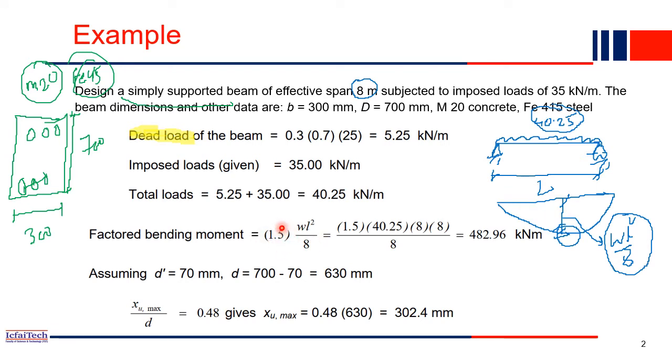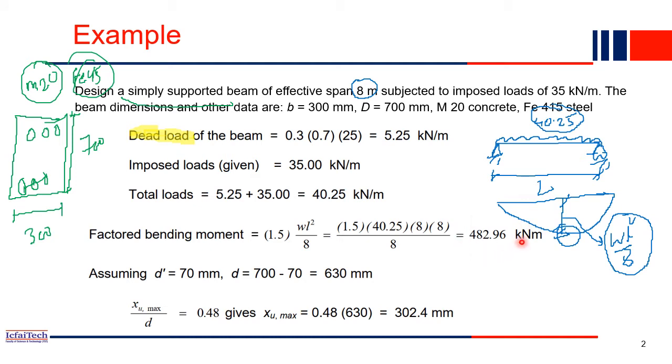What is 1.5? 1.5 is the partial safety factor as per the IS code, as I mentioned. So we have to increase the load by 1.5 times, right? So the partial safety factor 1.5 times W is 40.25 into L square. L is given to us, the effective length is 8 meter. So 8 into 8 divided by 8. Whatever you get, that is 482.96 kilonewton meter.